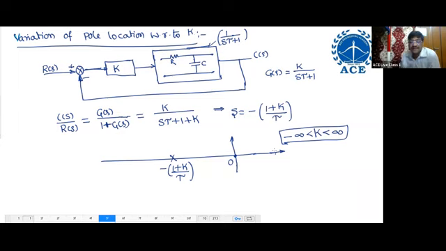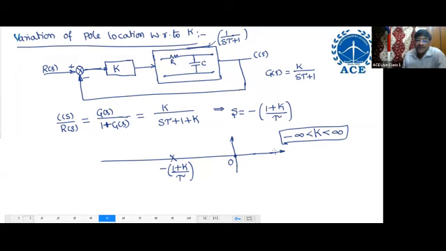Another advantage is, for example, this is some motor. This motor gives a pole location at minus 1 by tau. By adding a k, without changing any component value in the motor, by changing k, I can place a pole at any location. I can get my desired response. This is the advantage of putting the systems in a unity feedback configuration.